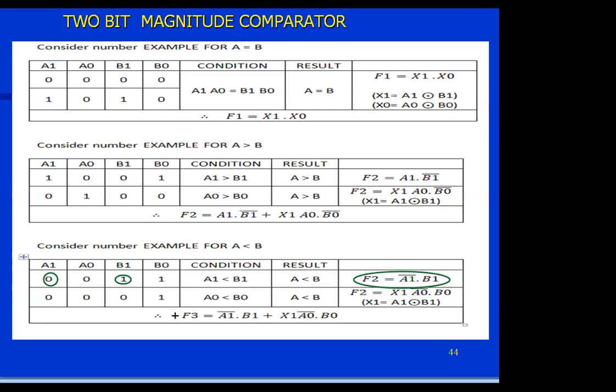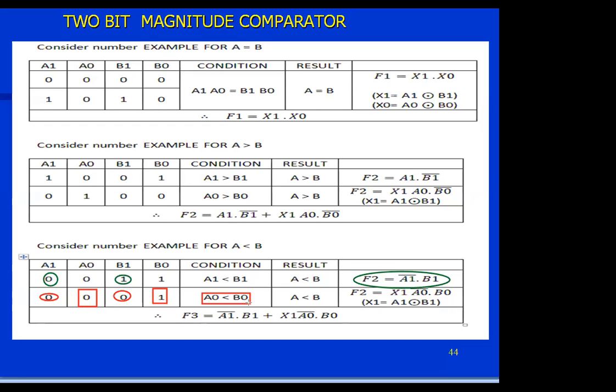Similarly, the second example if you observe, I have taken A1 0 and B1 is also 0. అంటే A1 B1 identical అయిపోయింది. A1 B1 are identical, but A0 is less than B0. చూడండి, A0 is 0 and B0 is 1. A0 is less than B0 కాబట్టి we can write A0 is less than B0. ఇది ఎప్పుడు జరిగింది? A0 is less than B0 after checking the MSB bit.